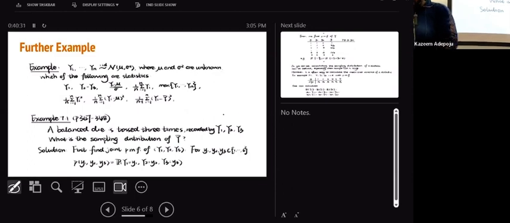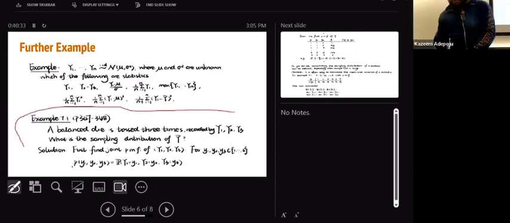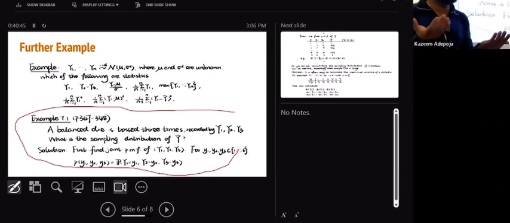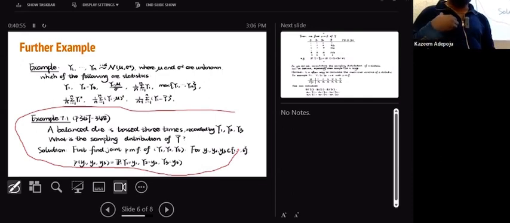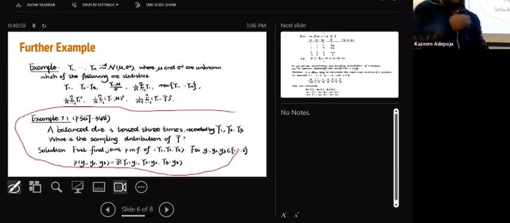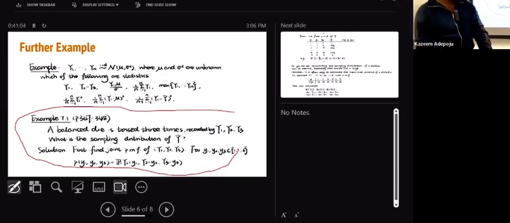Now, going back to the example on the balanced die. A balanced die is tossed 3 times and recorded as y1, y2, y3. What is the sampling distribution of y bar? Why are we interested in the distribution of y bar? Because y bar is a random variable. It could vary from sample to sample. My mean, when I toss the die 3 times, will be different from your average when you toss it 3 times as well.